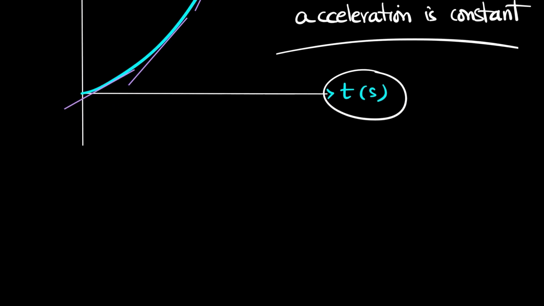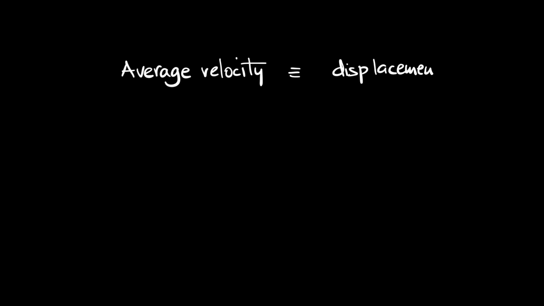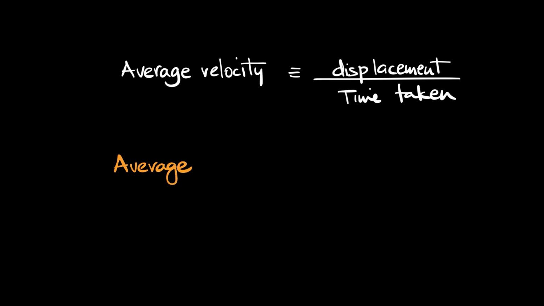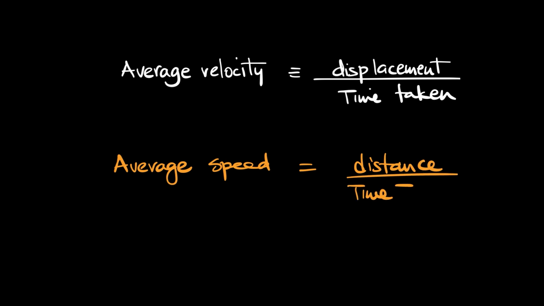Now let's come to the last point. That is the formula for average velocity, that is displacement from a point divided by time taken, because displacement is associated with velocity. Displacement is a vector quantity, velocity is a vector quantity. But if the examiner asks for average speed, we will write the distance covered divided by the time taken.